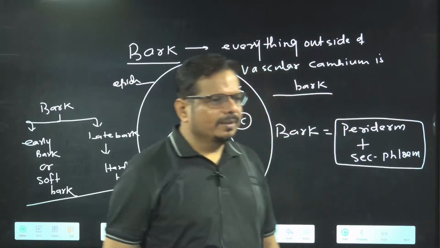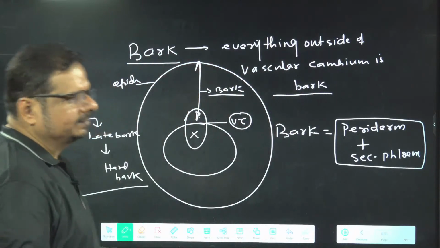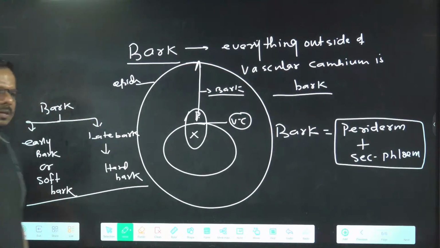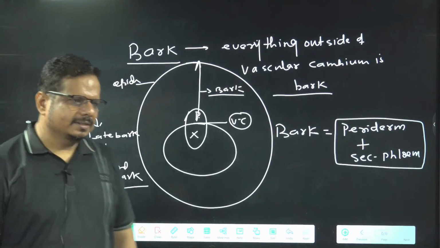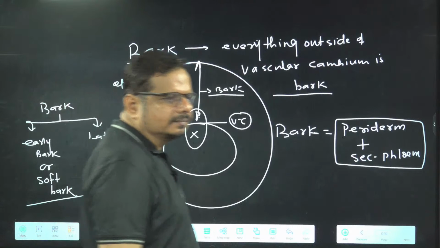Done? Over. Now we are going to deal with secondary growth in root. Secondary growth in dicot root. How the secondary growth occurs in dicot root, we are going to discuss. Is it clear? So that is done. Bark over. Okay.